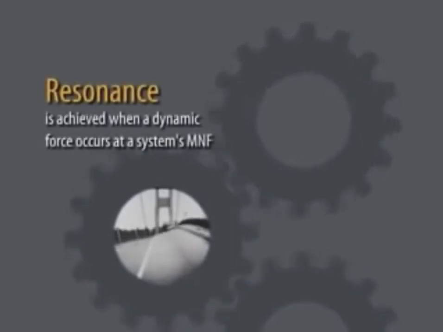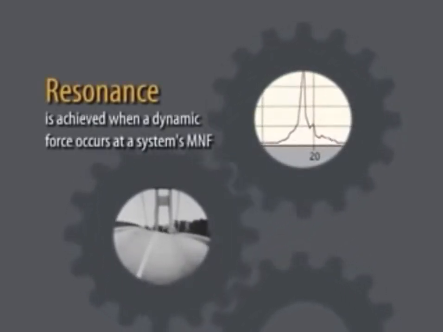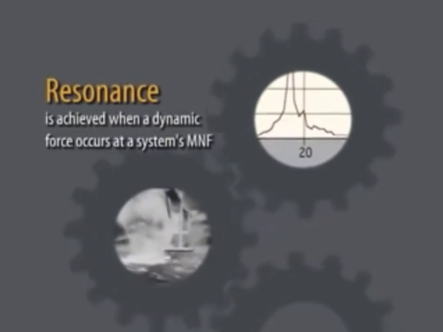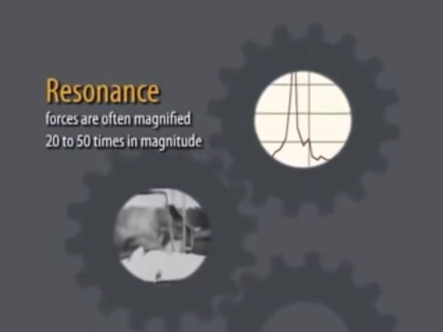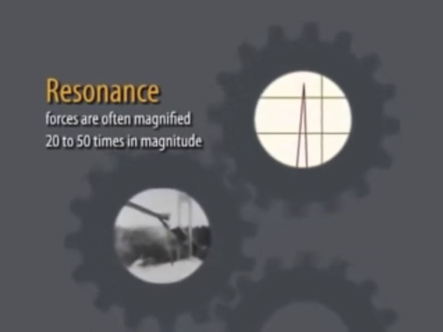And lastly, a system is said to achieve resonance when a dynamic force occurs at its mechanical natural frequency. In the context of system integrity, this is a critical state where forces are often magnified from 20 to 50 times and which often leads to structural failure.